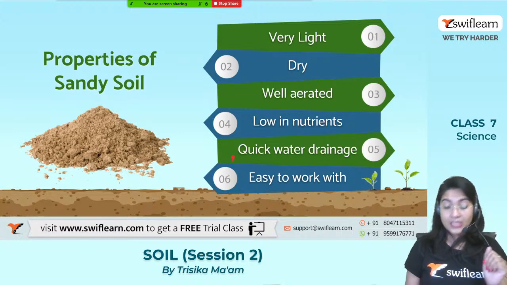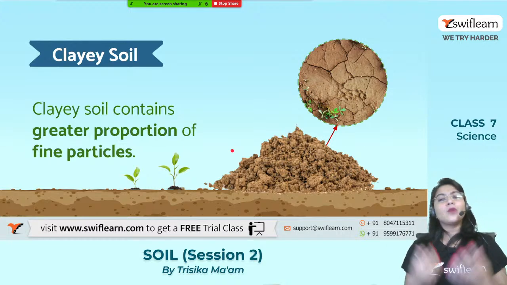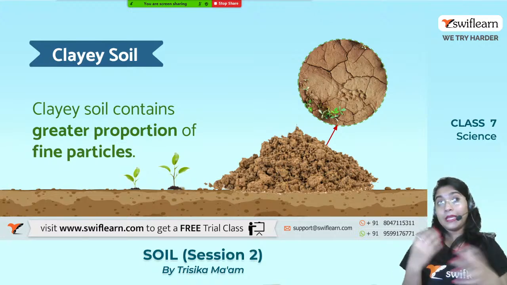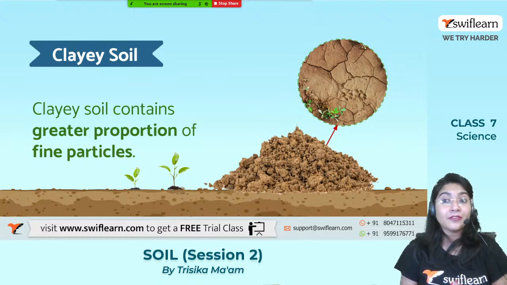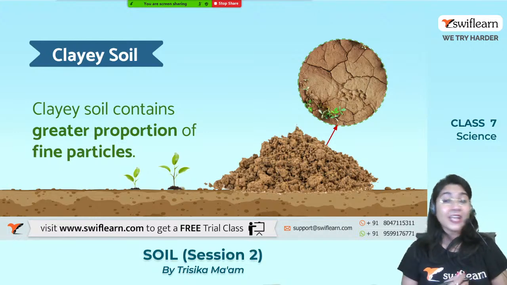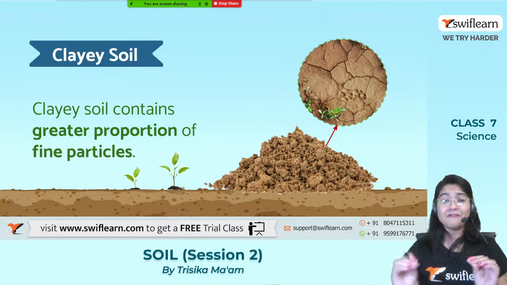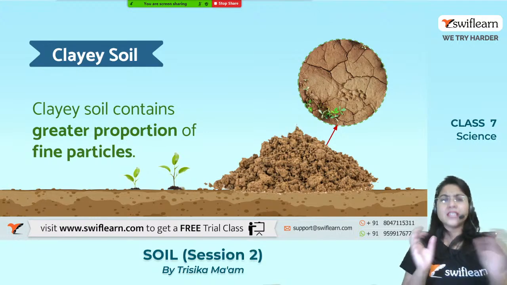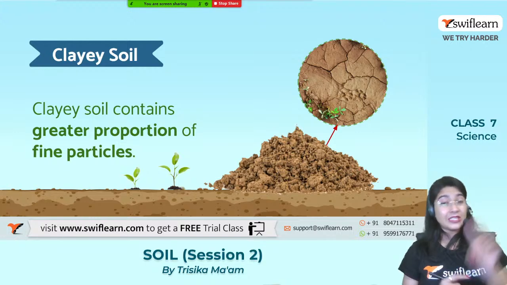Fine. Now let us move on to the second type of soil, that is the clay soil. So, have you ever seen clay used for making different dolls, or the various types of vessels which are made up of clay? Yes. So the clay soil generally contains a greater proportion of fine particles. The particles which are present are not that big and they are very fine. And you can make various types of structures with this clay soil, because its water retention capacity is very high.